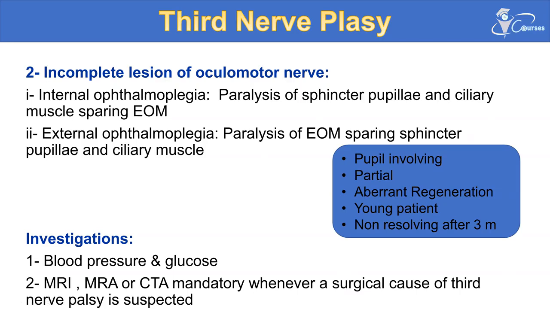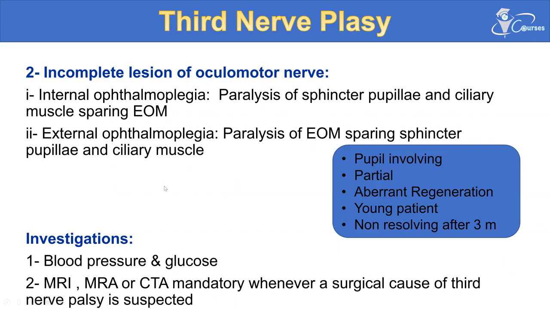So it can involve the superior branch, leading to paralysis of the levator palpebrae superioris and superior rectus, or it can involve the inferior branch, leading to paralysis of the medial rectus, the inferior oblique, the inferior rectus, and the constrictor pupillae muscle and the ciliary muscle. So it will depend mainly on the lesion.